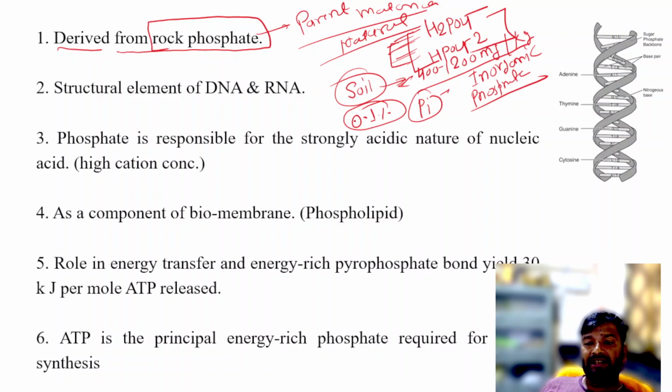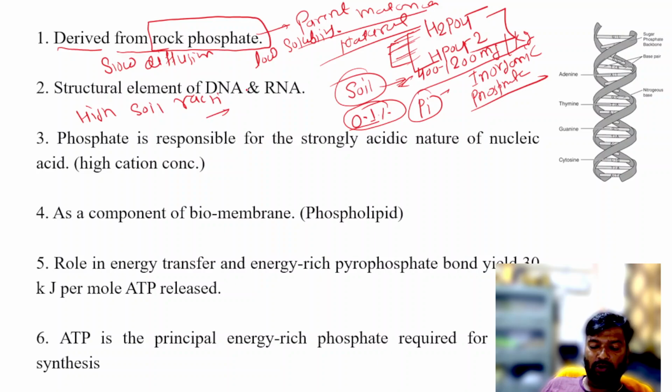Why is the concentration so low? First, it is less soluble. The second reason is that it has slow diffusion. And third, it has high soil reactivity. This means phosphorus forms complexes with aluminum phosphate, calcium phosphate, magnesium phosphate or iron phosphate. These forms are not available for plant growth and development.